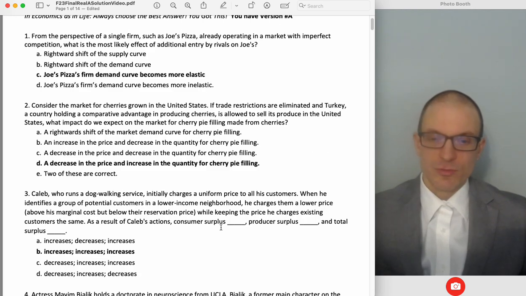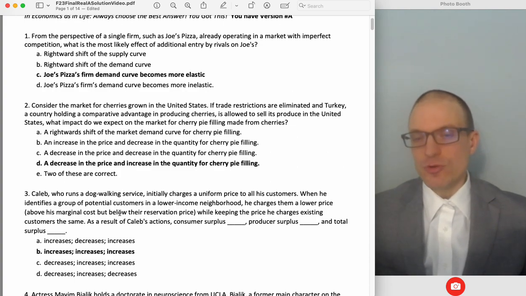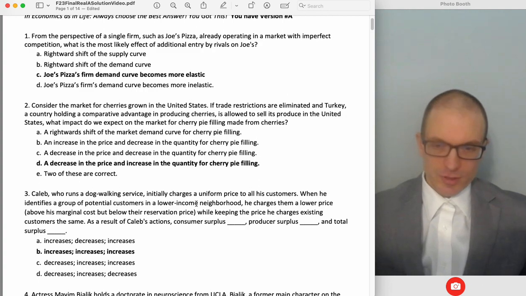As a result, what happens to consumer surplus, producer surplus, and total surplus? We could almost think of this a little bit as group pricing. So from the sophisticated pricing chapter, basically what's happening is the original market's staying the same, still doing single price monopoly pricing, but for this new market, comprised of those in the lower income neighborhood, there's going to be a lower price.